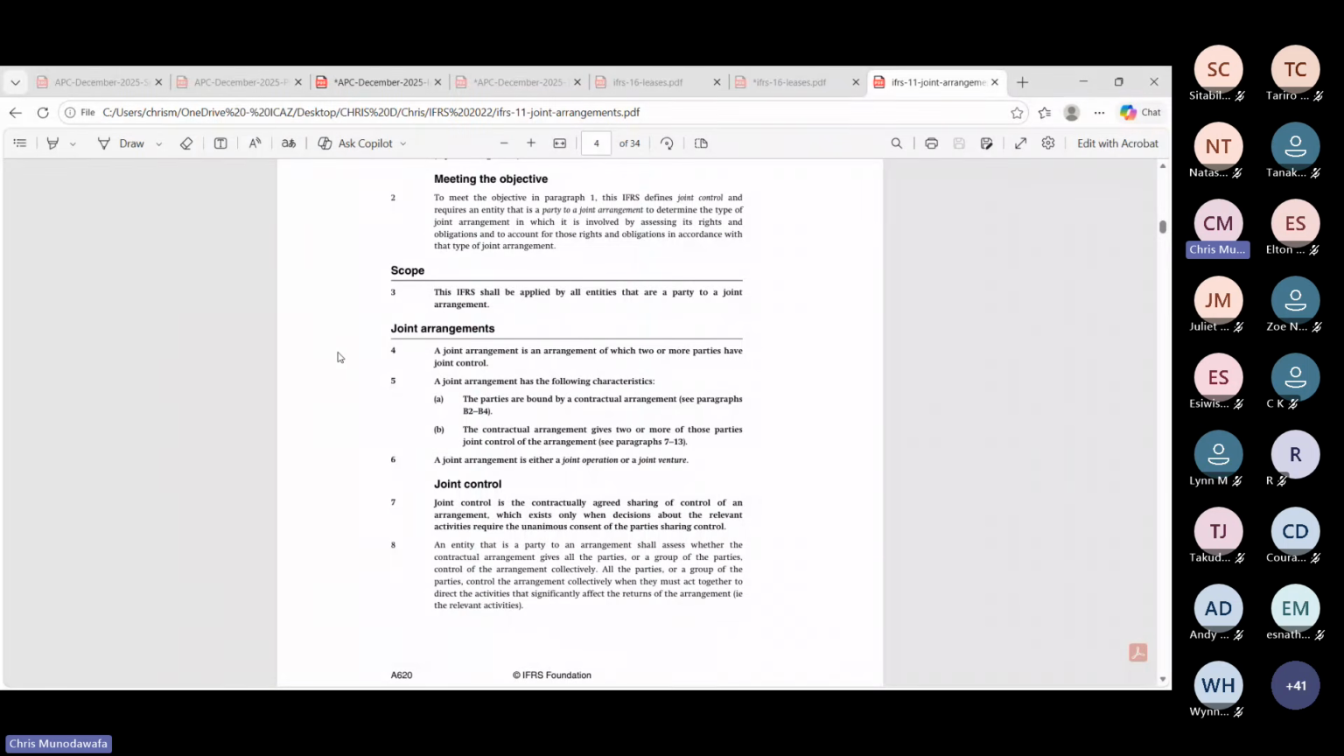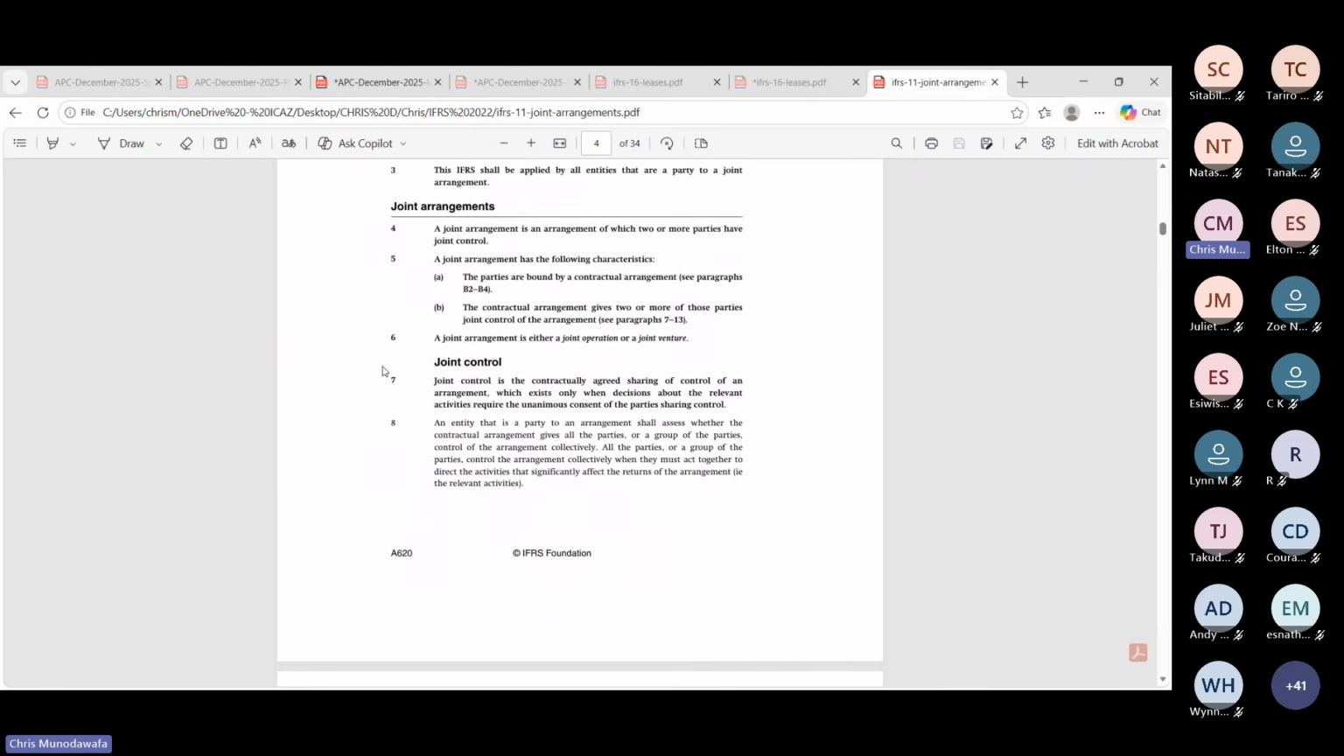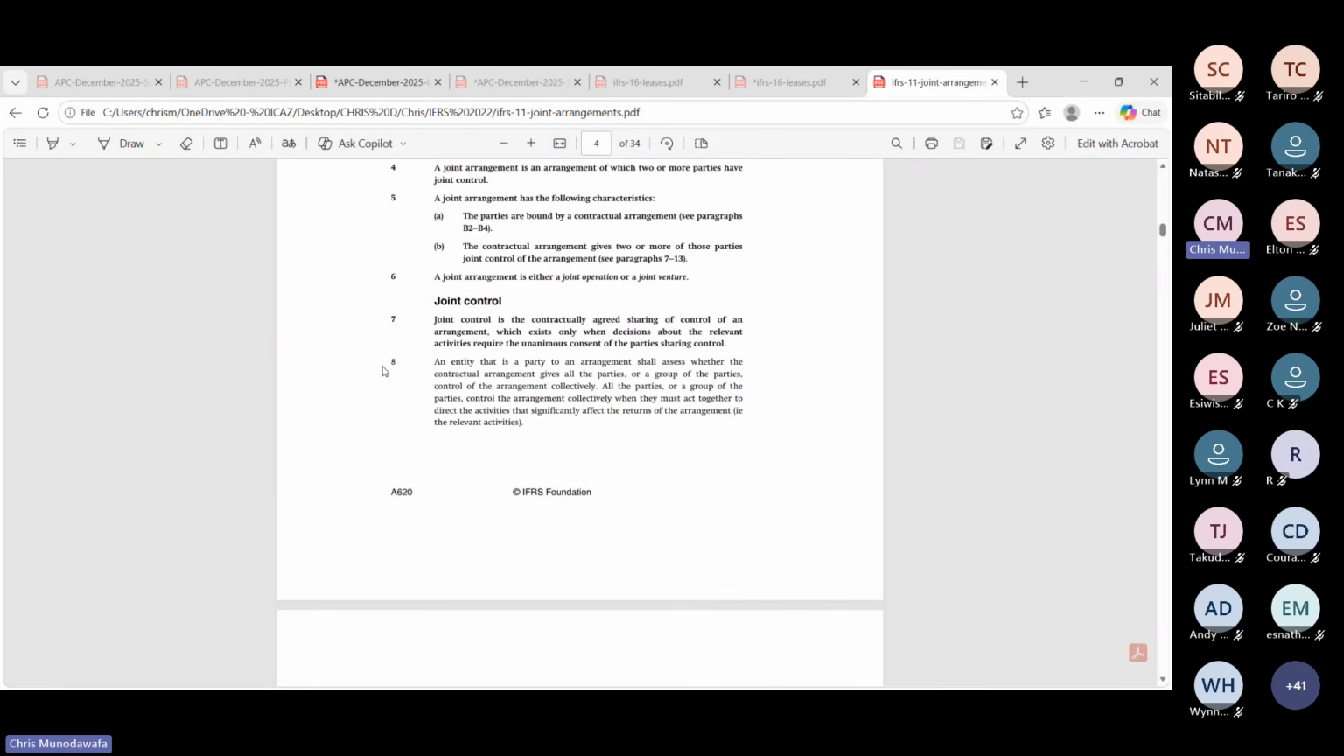So, where you start is whether it is a joint arrangement. Having established a joint arrangement, I prove whether there is joint control, but I must look at the facts in the information of the day. Joint control is the agreed sharing of control of an arrangement, which exists only when decisions about the relevant activities require unanimous consent of the parties sharing control.